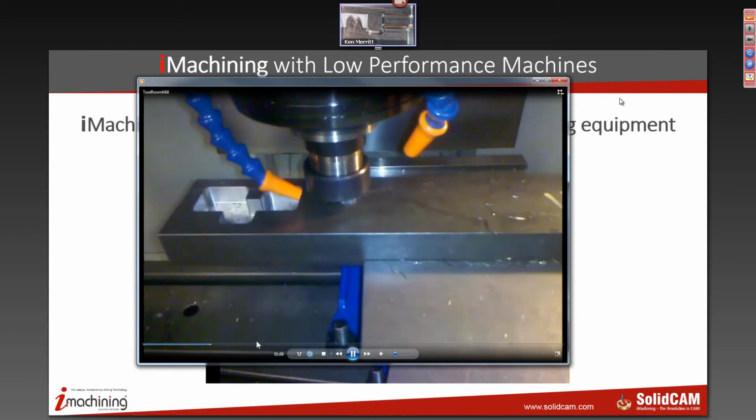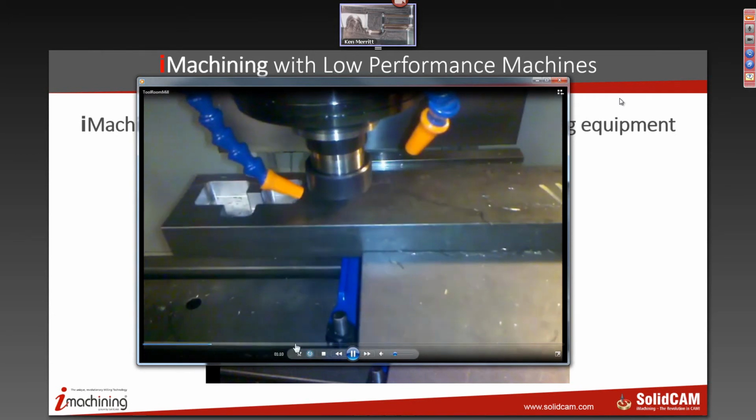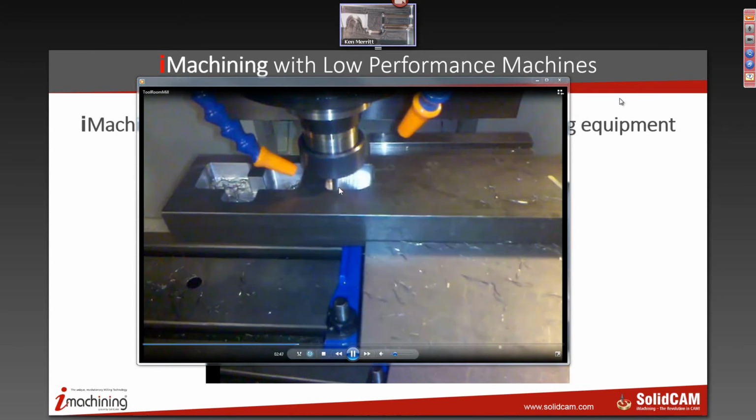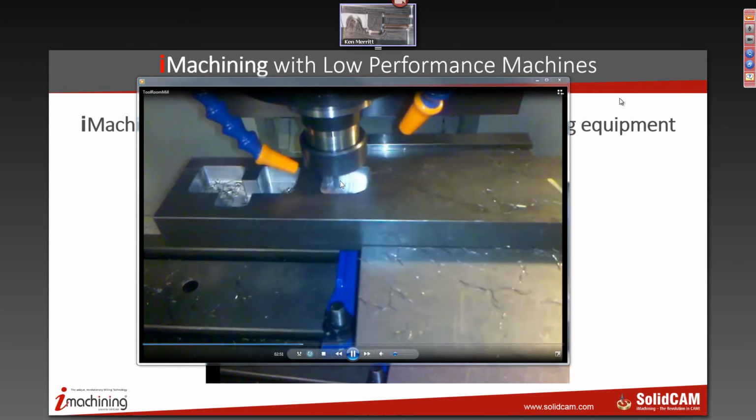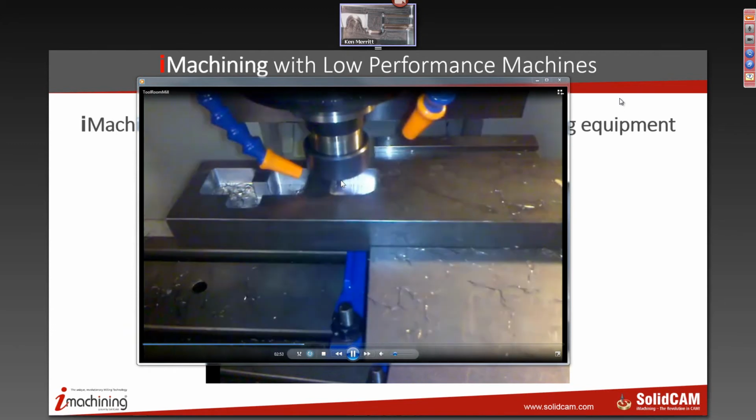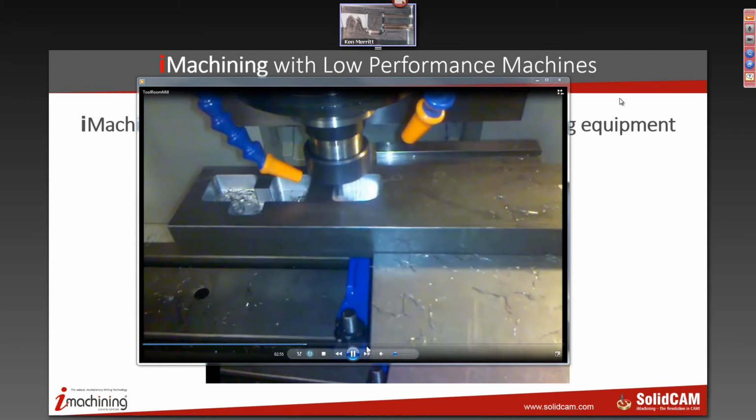Not a very impressive video, but let me go ahead and roll it forward a little bit for you. Notice how we're all the way at full depth, and we're doing the iMachining. Again, not an impressive video because it's not a high-speed machine. But let's look a little further into this. Let's go a little bit further.